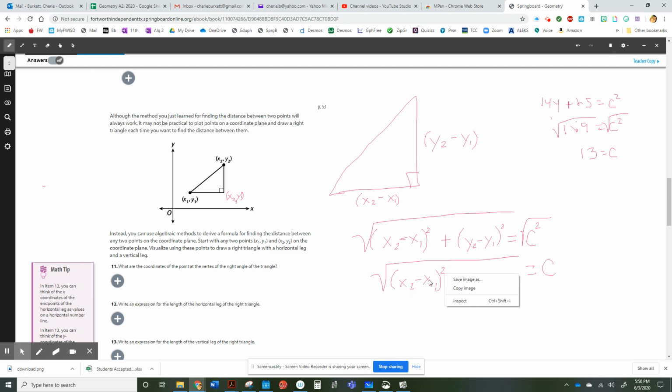doesn't this just say find how far apart the x values are? And then this one says find out how far apart the y values are. Find out how far apart the x values are, find out how far apart the y values are, square those numbers, add them together, and then take the square root. Now, they don't call this C, they call it D. And what do you think the D stands for? Distance between 2 points.